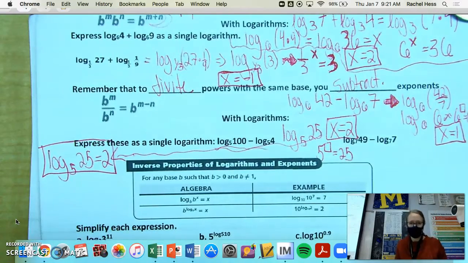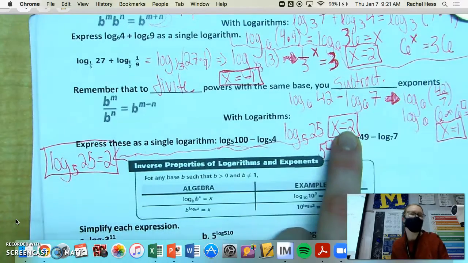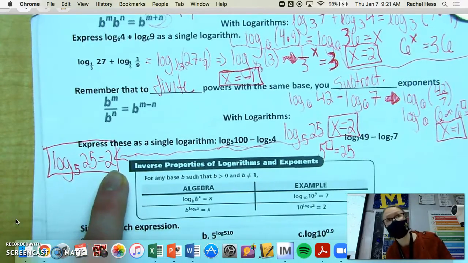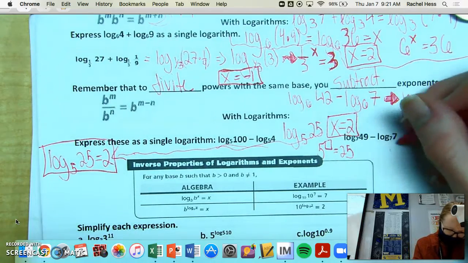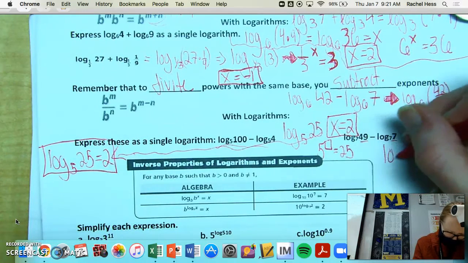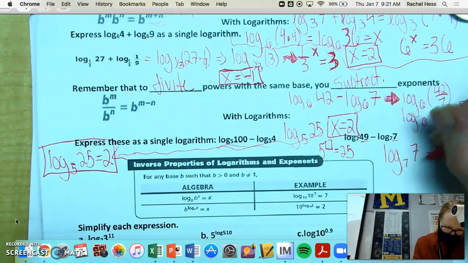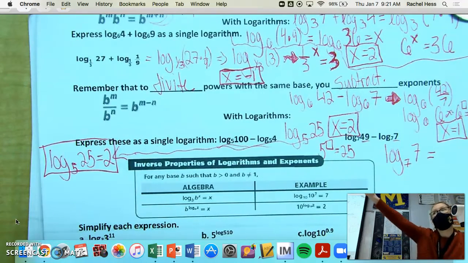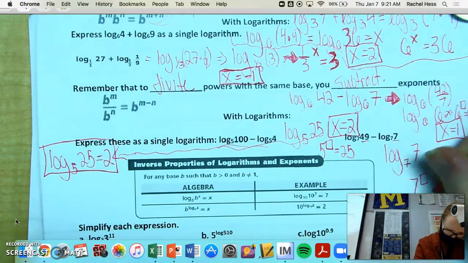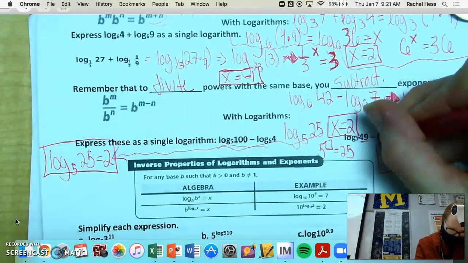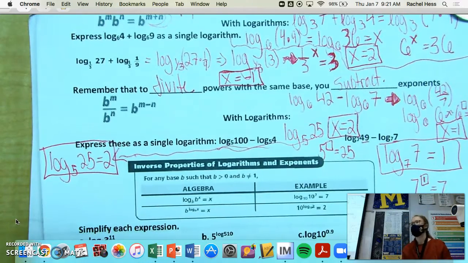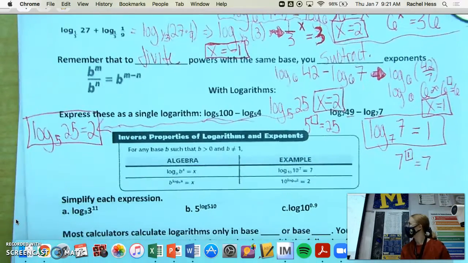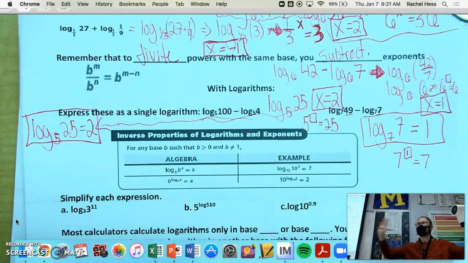So if they ask for your answer in logarithmic form, you wouldn't just write x equals 2. You would have to write your original expression and then your answer. Does that sort of make sense? Hopefully. Okay. This next one, you'd have to divide. 49 divided by 7 is 7. 7 to what power gives me 7? 1, right? That answer would be 1. Do you guys have questions on combining when you're adding or subtracting logarithms?